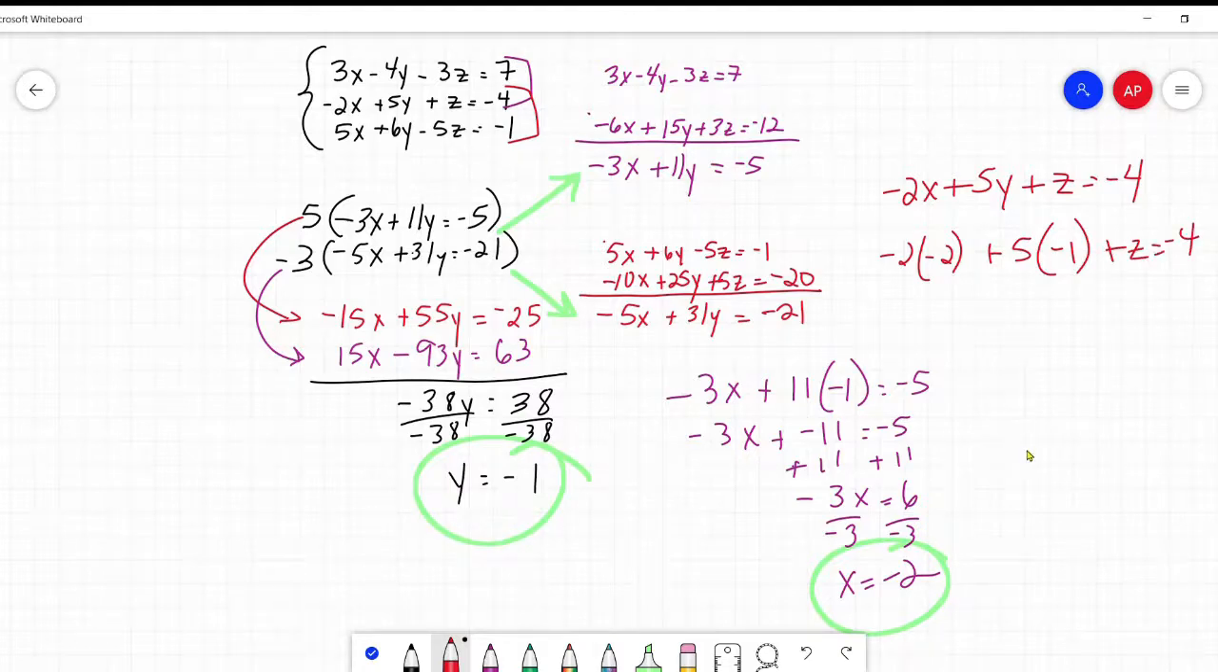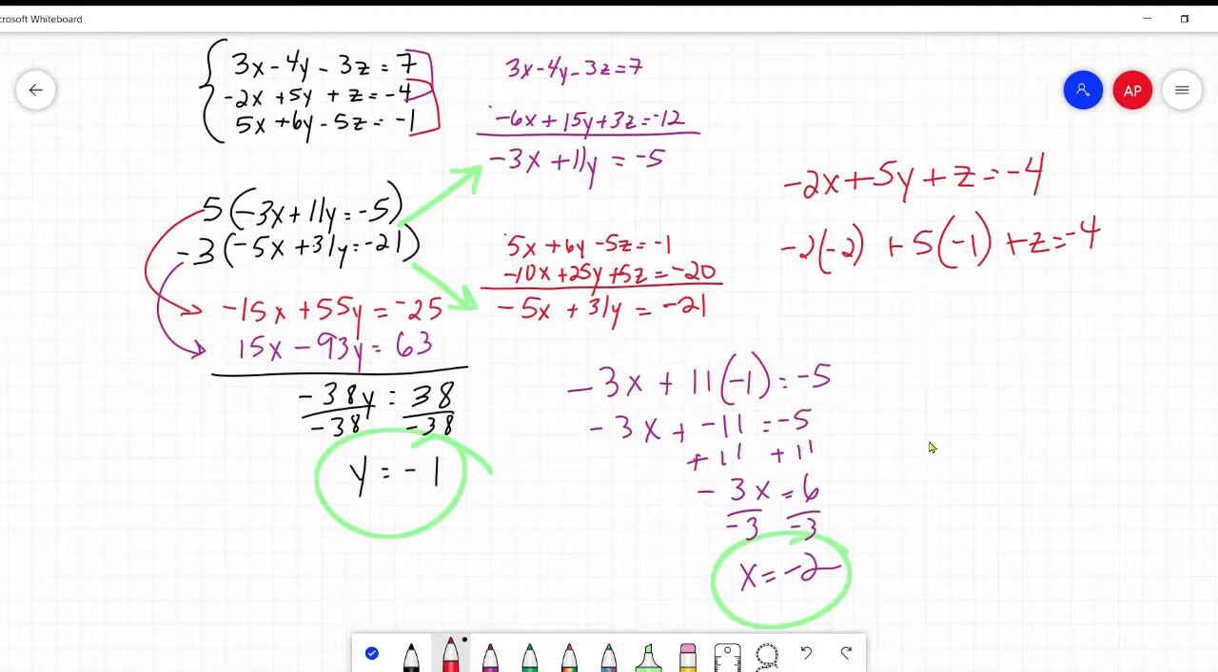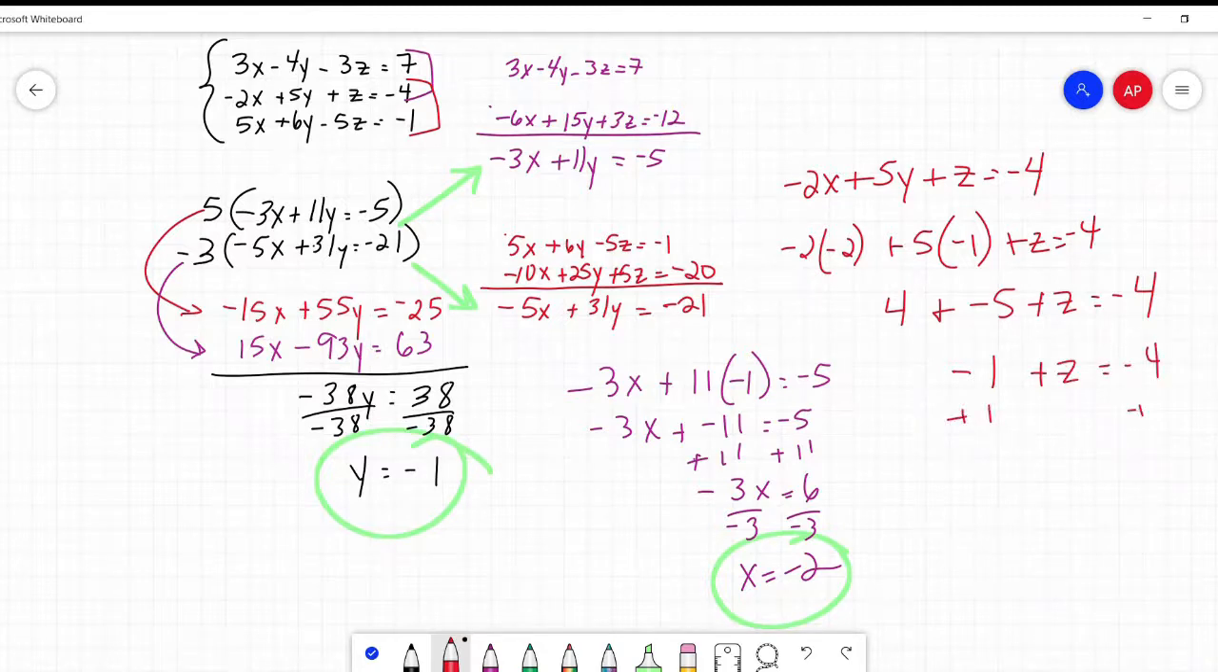Negative 2 times negative 2 is 4. 5 times negative 1, negative 5, plus z equals negative 4. 4 plus negative 5, negative 1, plus z is negative 4. Add a positive 1 to both sides. Z is negative 3. Woohoo! And there's our answer. We have all three variables.